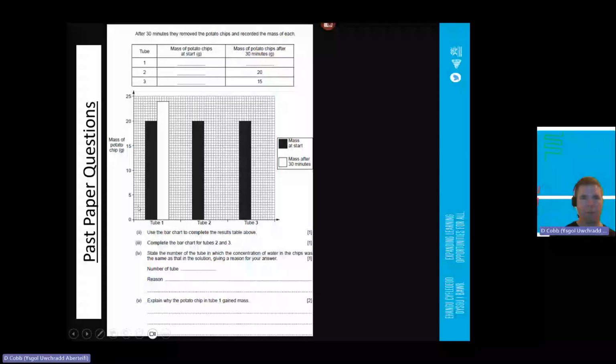So you can see the black is mass at the start, so you just need to read those off, and they're all the same. It's 20, you read across, and then complete the bar charts for tubes. So 20 for these, and then we can do the mass after 30 minutes here. That's 24. Be careful. People might well say 23 because it's 2 squares down from 25, but each square is worth half. So 2 squares is worth 1 full unit, so it's 24 there.